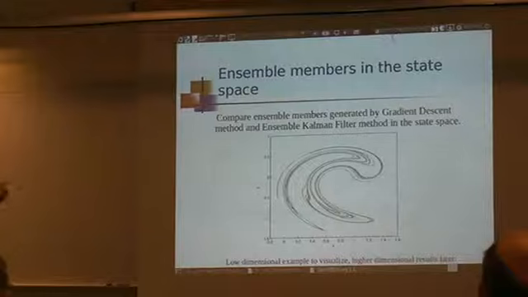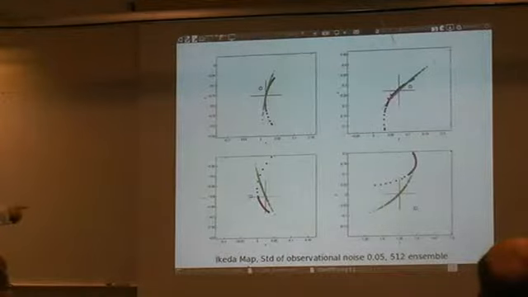This was the attractor of the Akita map, and we'll apply both methods on the Akita map. What we got is here. The observation noise is Gaussian IID, with standard deviation 0.05. For each method, we generate 512 ensemble members for each nowcast.